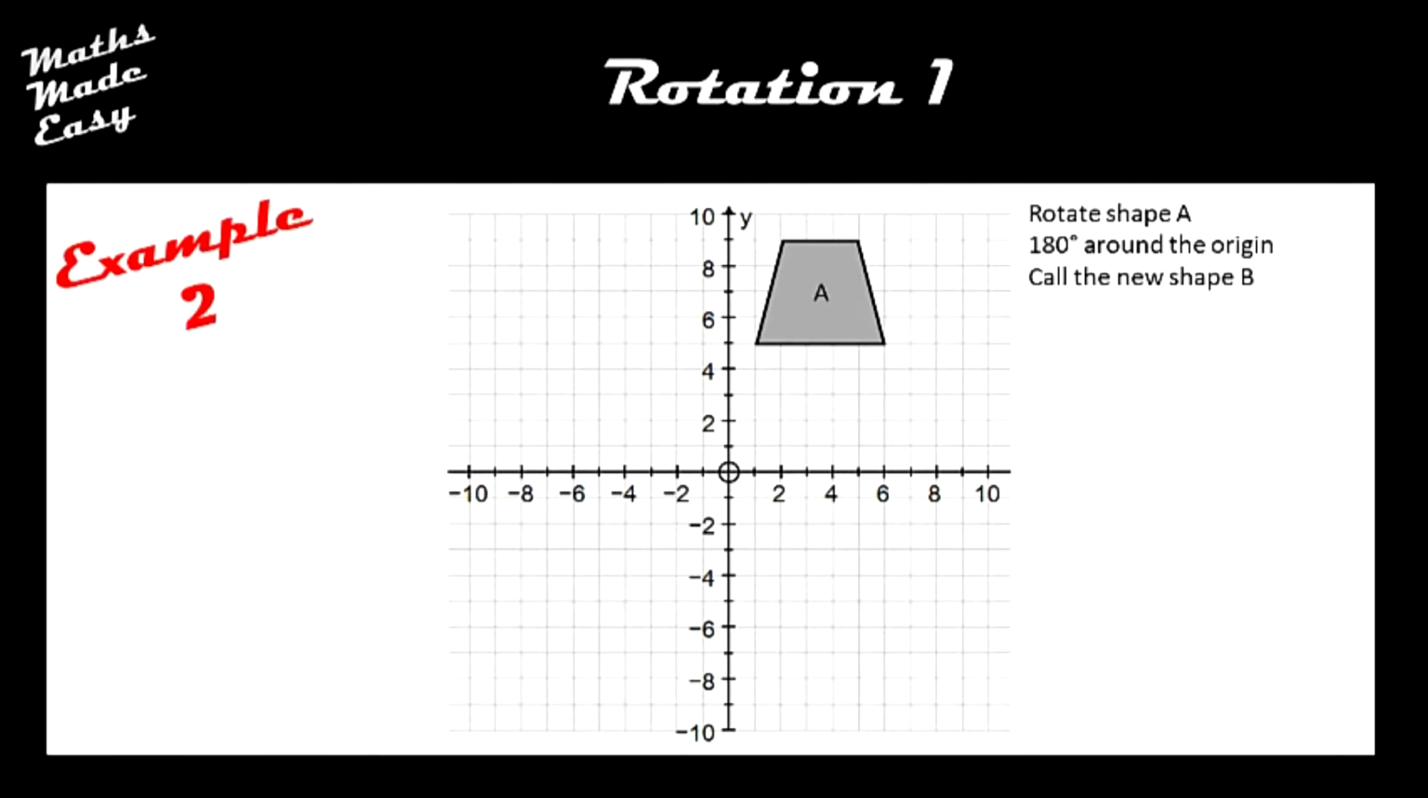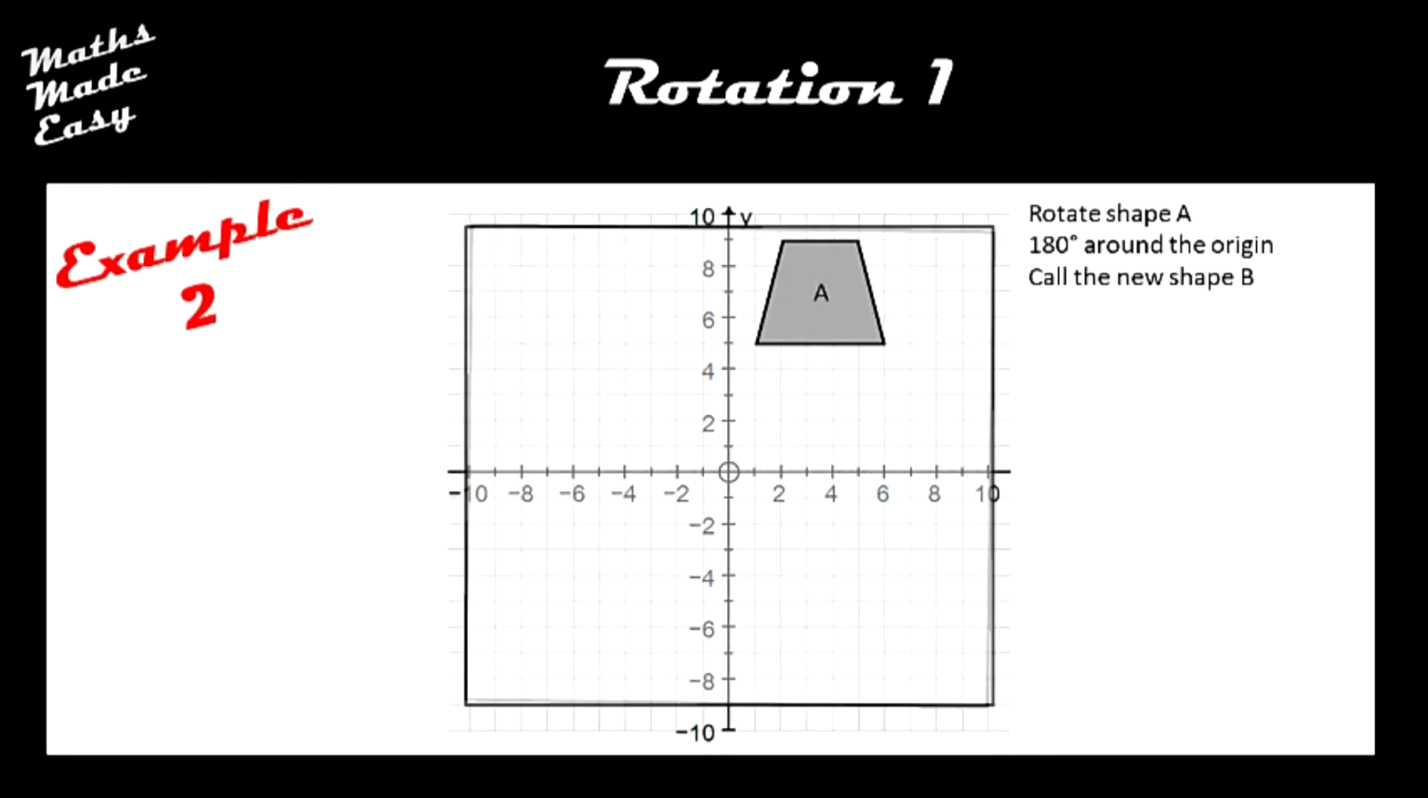Second example, different shape, different criteria for this one. So we're going to rotate shape A 180 degrees this time around the origin, and we're going to call a new shape B. The reason why it doesn't say clockwise or anti-clockwise is because when I do a 180 degree rotation, it doesn't matter. I'm going to end up facing the same way. I'm going to have turned the same amount.